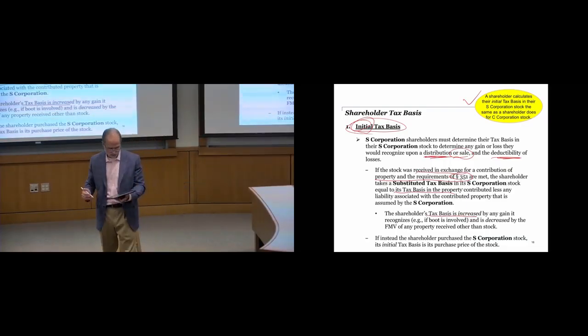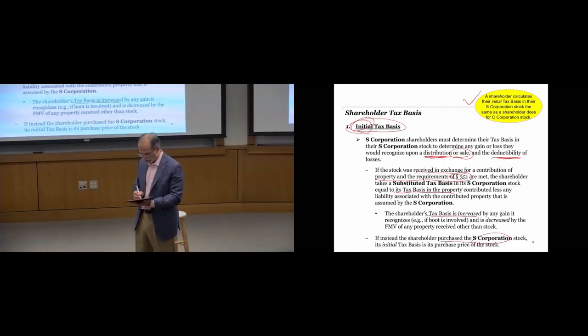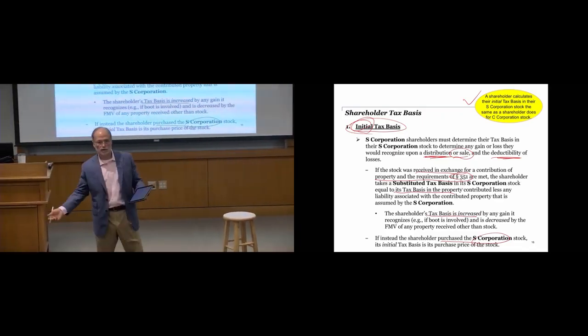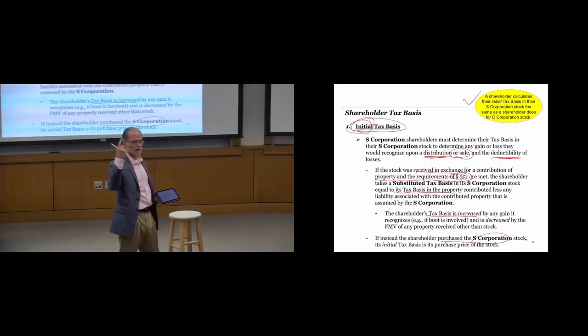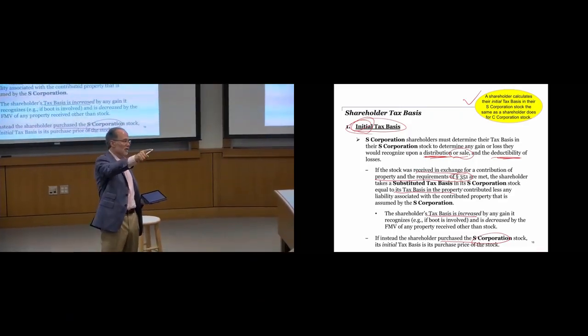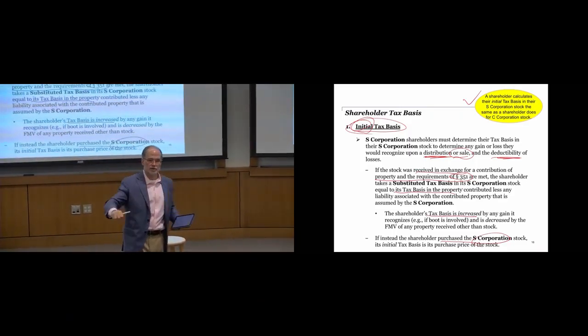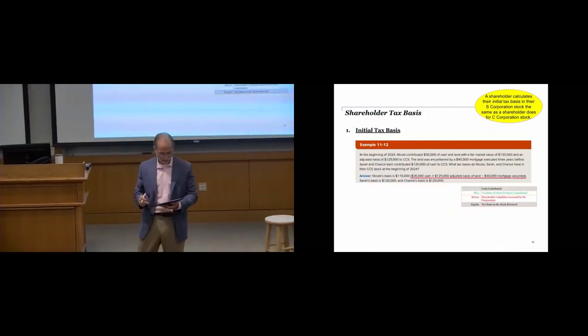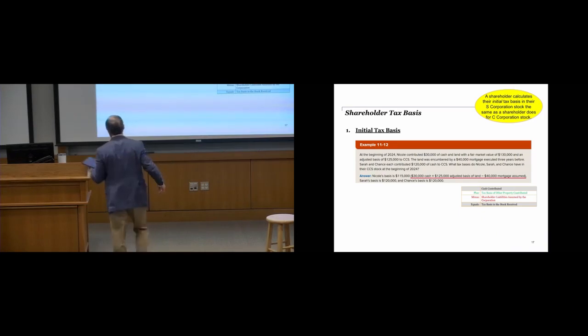If instead the shareholder purchased the S corporation stock, initial tax basis is the purchase price. Right? That's the same if you buy C corporation stock or you buy a partnership interest. Basis starts off with what you pay, like any other asset. Okay. Let's do number 12 is capital.